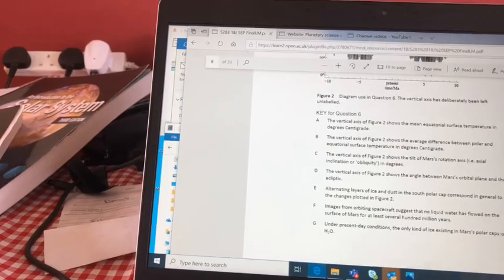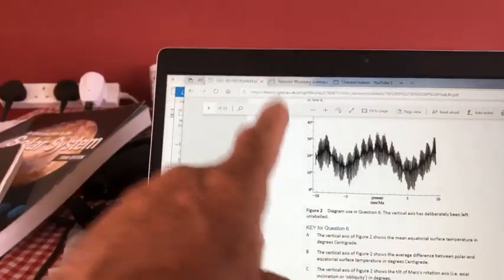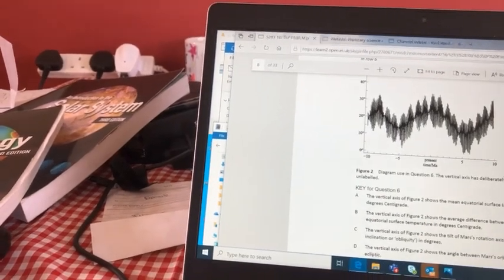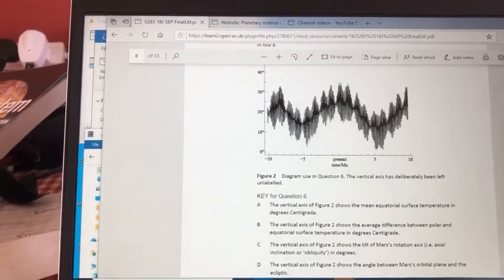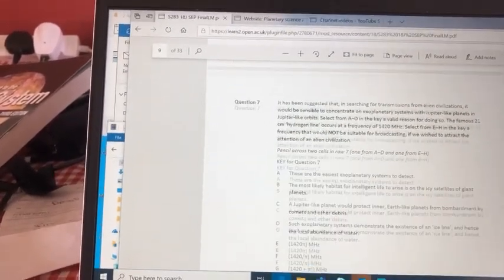This is a question based on a figure you've seen in the book. In fact, Mars's axis wobbling around over time. So we show you this figure and ask you what does it show. You should remember it from the book. Basically, it should be familiar to you.